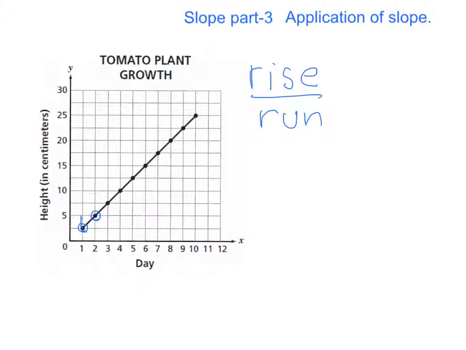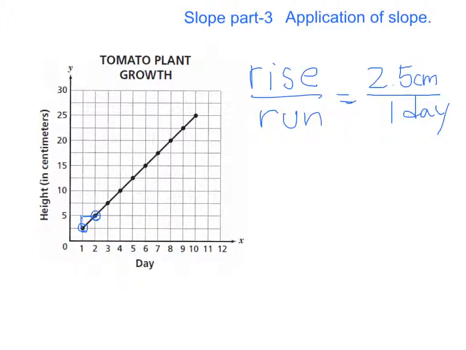the vertical change, would be 2.5 centimeters. And the horizontal change from 1 to 2 is 1. So here we have the slope of the line. The slope is 2.5, and it represents 2.5 centimeters of plant growth per day.